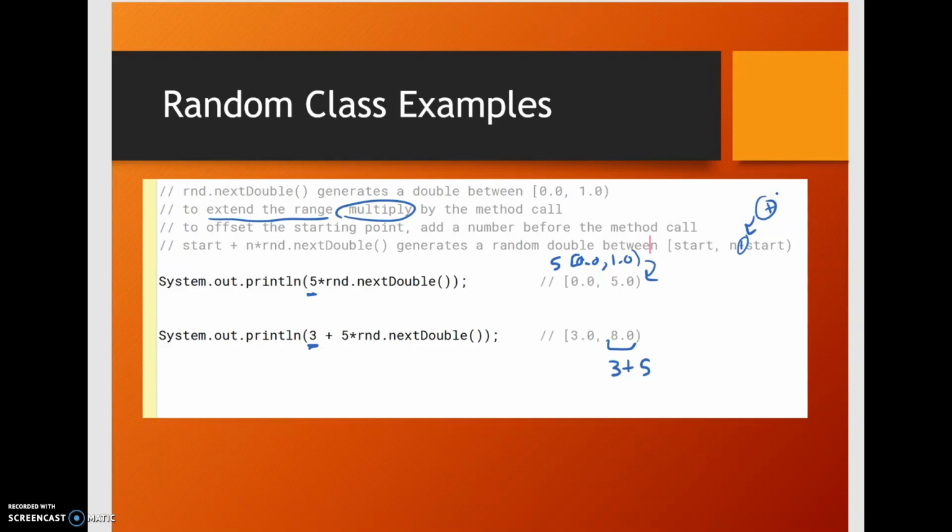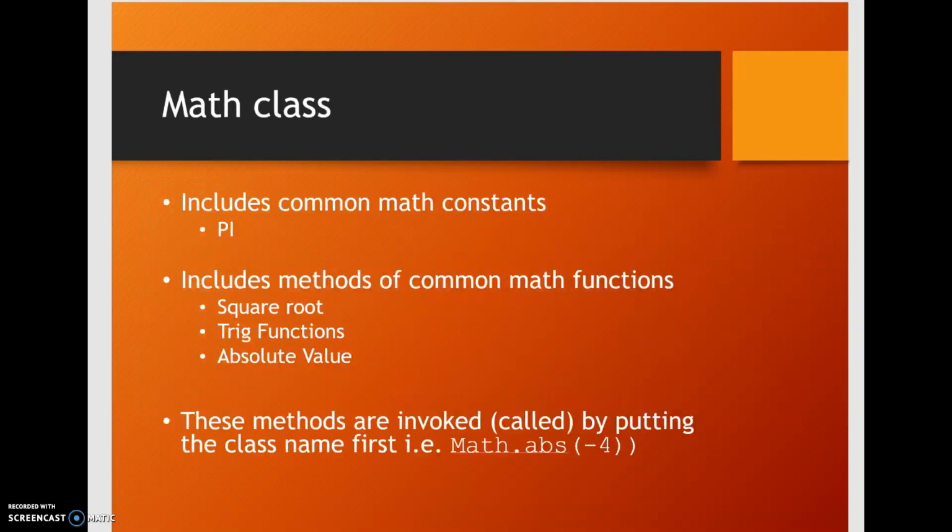All right, next we're going to talk about the Math class. Now, the Math class is a little bit different from the Random class. The Math class includes several things. It includes, first of all, common math constants, such as pi, and common math methods. What's different about the Math class is that these constants and methods are static.